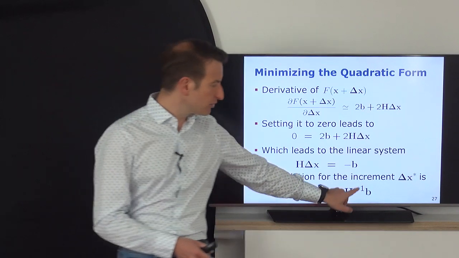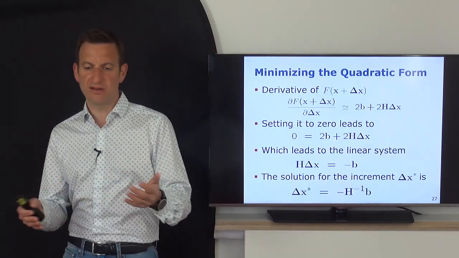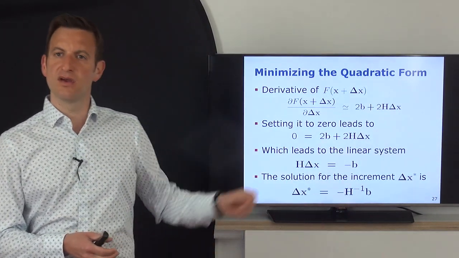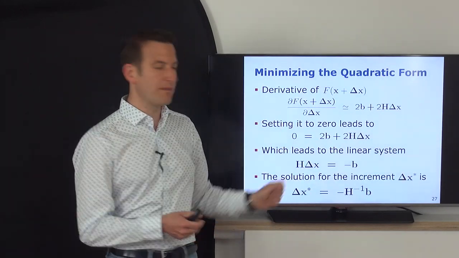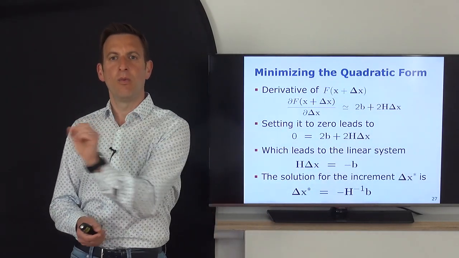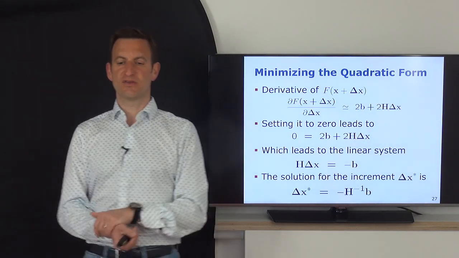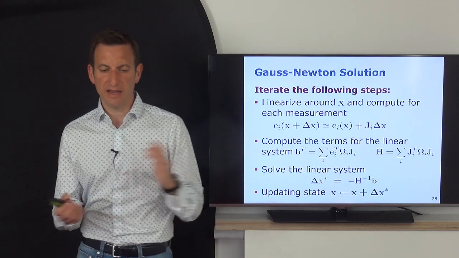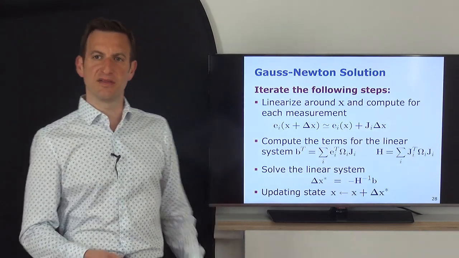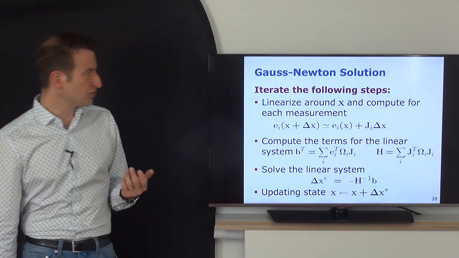In reality, you will not compute this inverse explicitly. There will be other ways to do this. But this is one step to move these delta x more towards the right solution. Okay? So this was one step of our approach. And in general, we need to iterate this, and this gives us the Gauss-Newton solution to this.